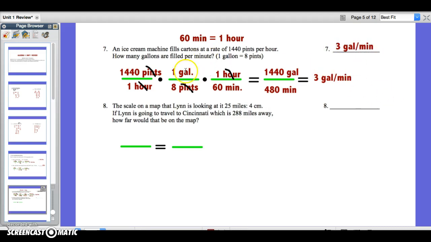Okay, so the pints canceled with pints, hours canceled with hours. I was left with gallons per minute, which is what I wanted. Gallons per minute, 3 gallons per 1 minute.